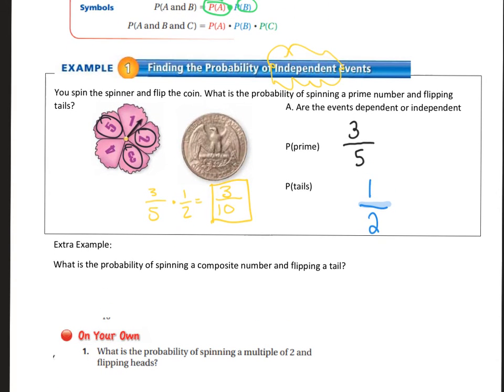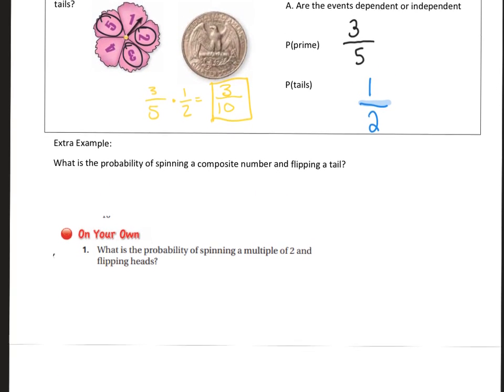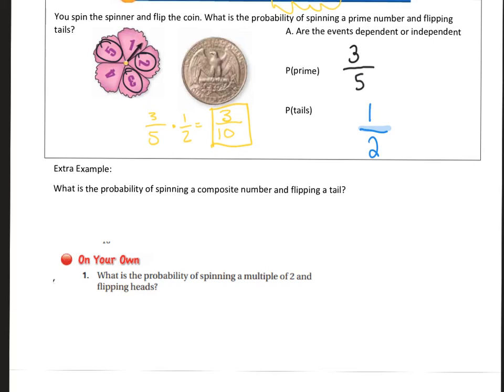Okay? We have 2 examples next. It says, what is the probability of spinning a composite number and flipping a tail? Okay, so next, remember I told you 1 is its own thing, so the only composite number is the 4. So that'll be 1 out of 5 total possibilities. And flipping a tail, again, is 1 out of 2. Multiply across, and you get 1/10.